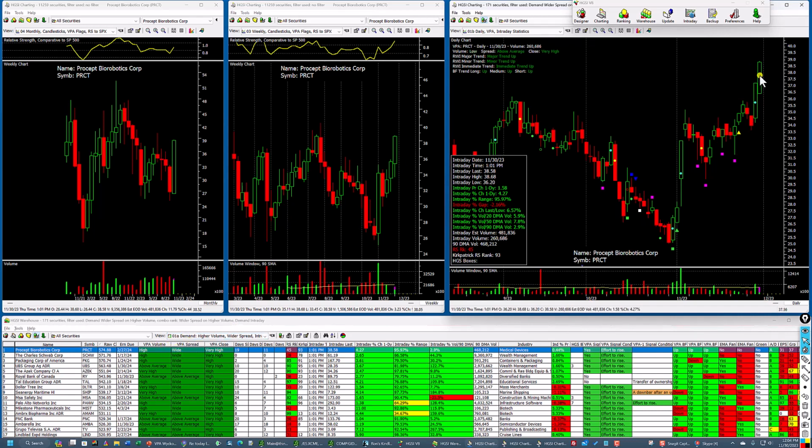And here's today's. Volume is currently low. You can see that it's running below the average volume. The spread's above average and the close is very high. That's the stock right here.